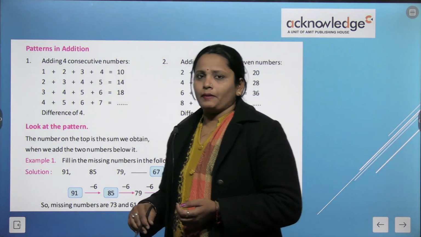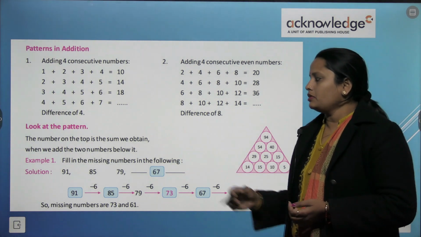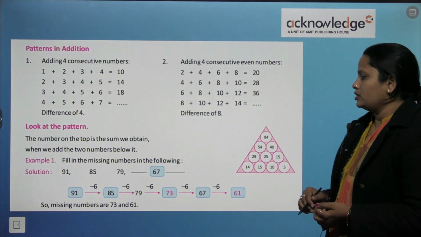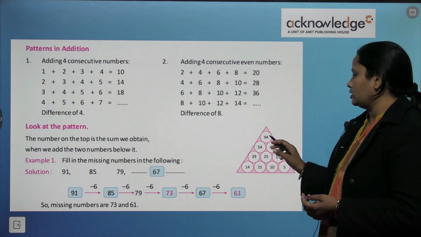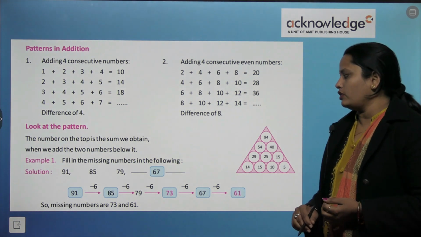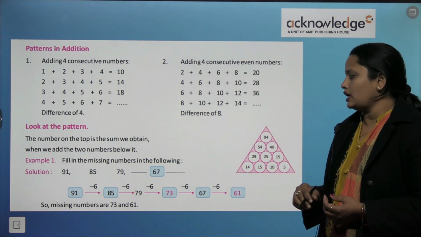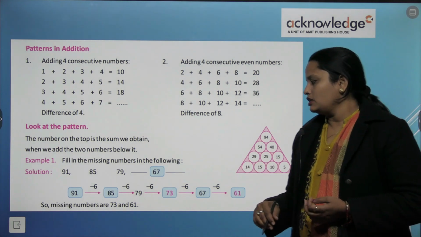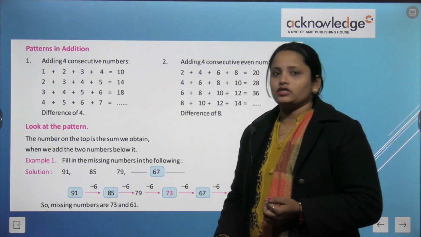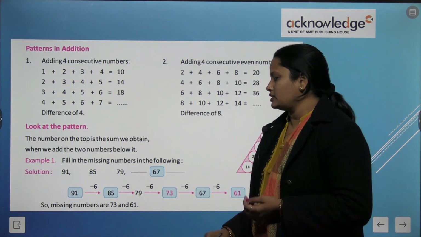Now look at the pattern here. You can see there's a pattern given in your book. एक pattern दिया गया है. The number on the top is the sum we obtain when we add the two numbers below it. जब इन दोनों numbers को add करते हैं तो ये number हमें मिलता है. यही pattern है यहाँ पे. Fill in the missing number in the following. So 91, 85, 79. So the next number you have to find out is 67. So जब हमने 91 और 85 को subtract किया तो हमने देखा कि 6 numbers missing है, -6.